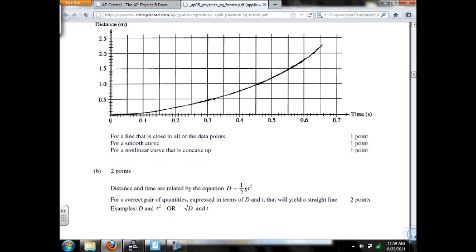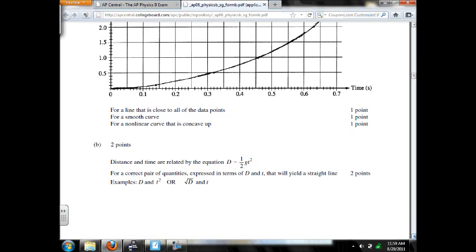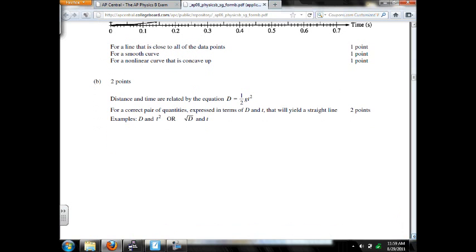Scrolling down, part B. You didn't necessarily need to write the equation. It's worth 2 points for identifying the pair of quantities that will yield a straight line. You can either do d and t squared, that's the one you probably did, or root d and t would also give you a linear relationship. Hopefully we got both of those points since we did a lab that was almost identical to that last time. Everybody 5 out of 5 so far? Okay.